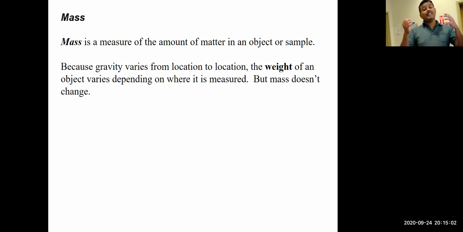However, I'm going to weigh differently on different planets, because each planet has a different gravitational force. It pulls me back to that planet with a different force. So I would weigh differently on Earth, on the Moon, and on Mars. That's the difference between mass and weight.